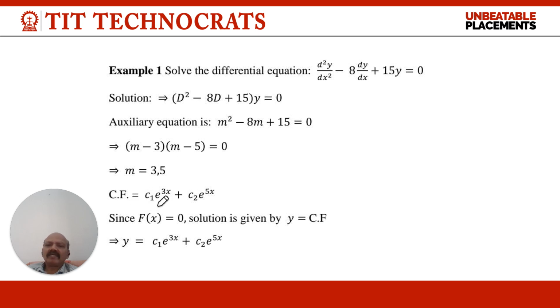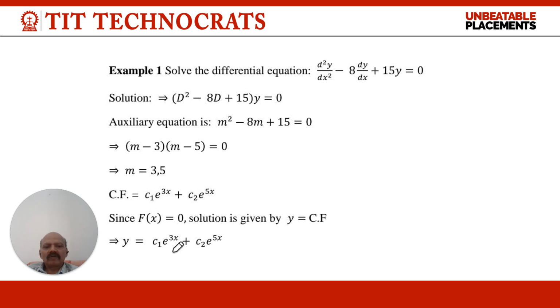So then our CF will be C1 e raised to 3x plus C2 e raised to 5x. The number of constants will always be equal to the order. Since the order of this differential equation is 2, the number of constants will be C1 and C2. So this is your PI.